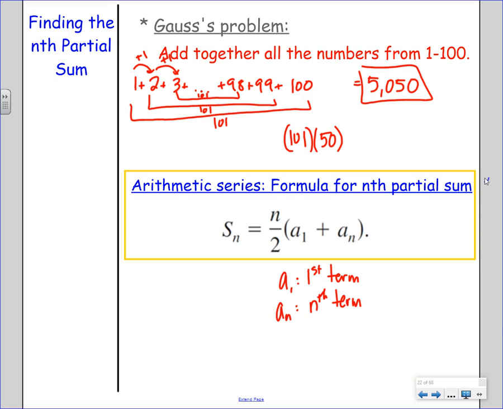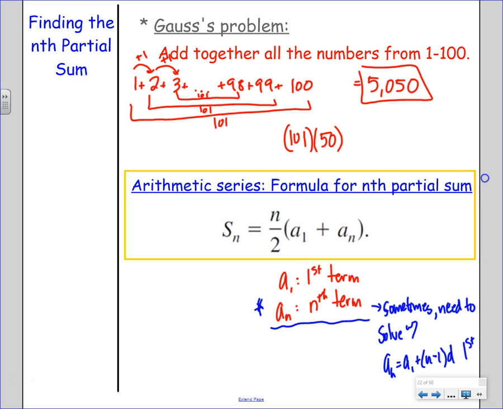Quick heads up on this guy. Sometimes, if you can't just automatically figure out what the last term is, you might need to solve with a sub n equals a sub 1 plus n minus 1 times d first. Sometimes you won't be able to plug straight into the nth partial sum formula because if it's not obvious what the nth term is, you can't just add the first and the nth super easy. You have to go find the 20th term, 50th term, 100th term.